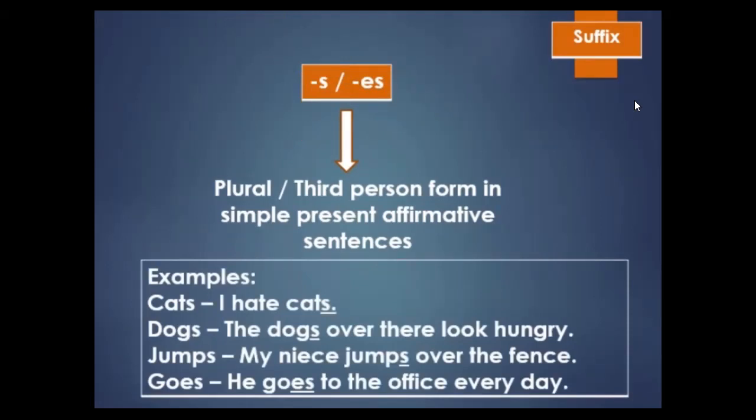In the pluralization examples, we have cats and dogs. I hate cats. More than one cat. Dogs. The dogs over there look hungry. And then you have the inflection of verbs jump and go. Jumps. My niece jumps over the fence. He goes to the office every day. And remember that third person is she, he, and it.